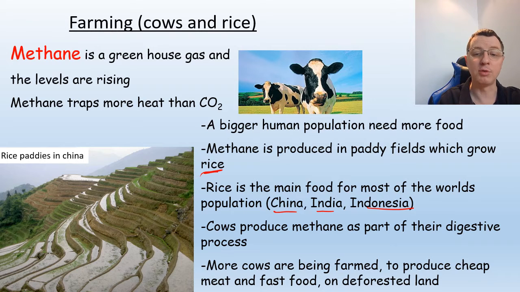And cows will produce methane as part of their digestive process. So the more products you want from cows and beef, the more methane will also be produced. Now, the other problem is that the cows are often farmed on deforested land in areas like Brazil and Argentina, where huge amounts of natural rainforest have been cut down or burnt down to produce the land where we can farm cows, and that again increases the amount of greenhouse gases in the atmosphere.